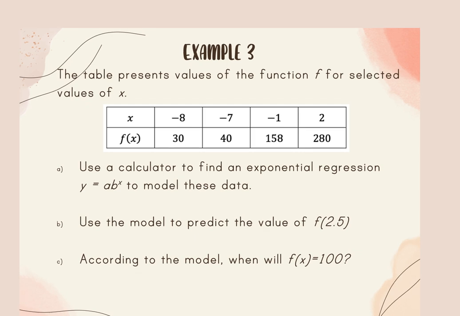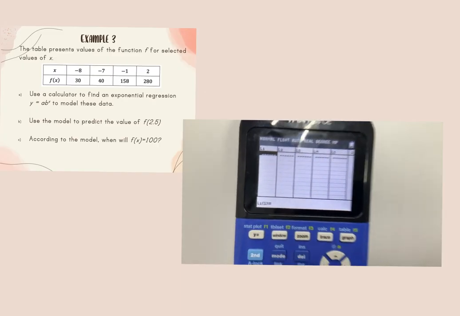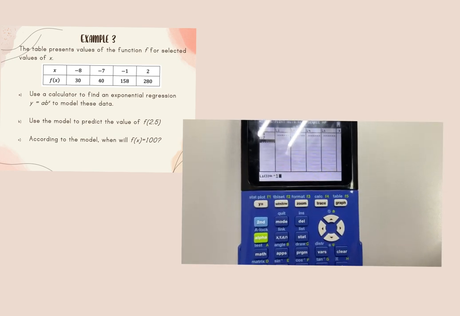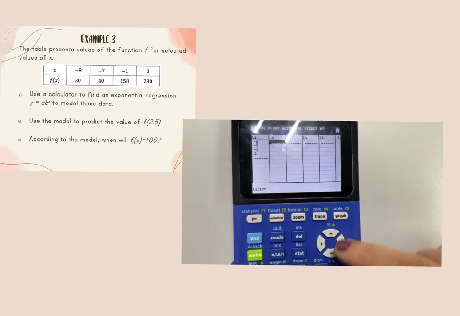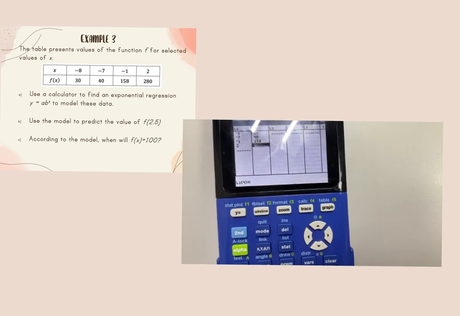All right, so example 3 brings back in your calculator. It says the table presents values of the function f for selected values of x. Use a calculator to find an exponential regression to model this data. So remember our linear regression, our quadratic regression, our cubic regression. There's also an exponential one. So when you go to your stat, we're going to enter all this stuff in. I'm plugging in -8, -7, -1, and 2. Go back up, go over: 30, 40, 158, and 280.